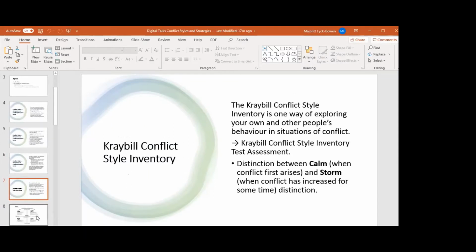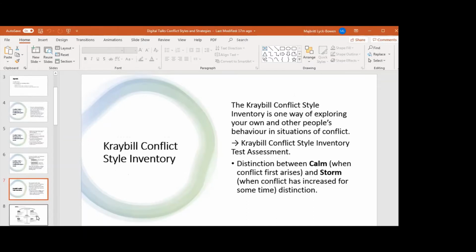And this particular idea has been very much developed by this guy called Kraybill, an American back in the 70s and 80s. And he developed this conflict style inventory. This is the inventory test assessment, which is the one I shared with you in the chat box. So that's the one you've just gone through.